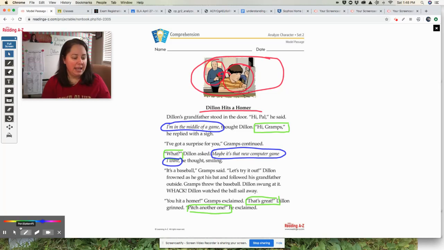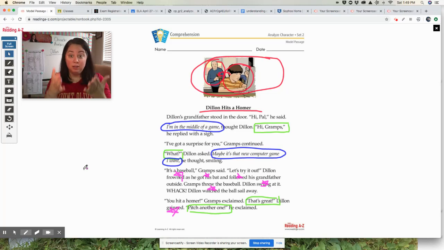And let's do the actions in pink. So we see here, he frowned. That's an action. He got his bat. He followed his grandfather outside. He swung at it. He watched the baseball sail away. And he grinned. Okay, so here we looked at the text, we read the text, we identified the words Dylan said, we identified the thoughts Dylan had, and we identified Dylan's actions.